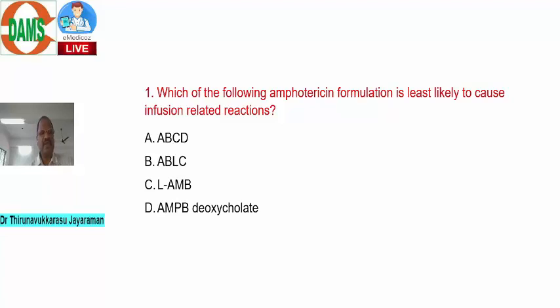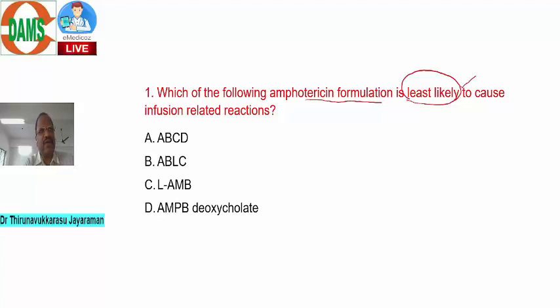The first question: which of the following amphotericin B formulations is least likely to cause infusion related reactions? Options are A, B, C, D. There is amphotericin B colloid dispersion, amphotericin B lipid complex, liposomal amphotericin B, and amphotericin B deoxycholate. This is called conventional amphotericin B. Here the question is, which of the following amphotericin formulations is least likely to cause infusion related reaction?